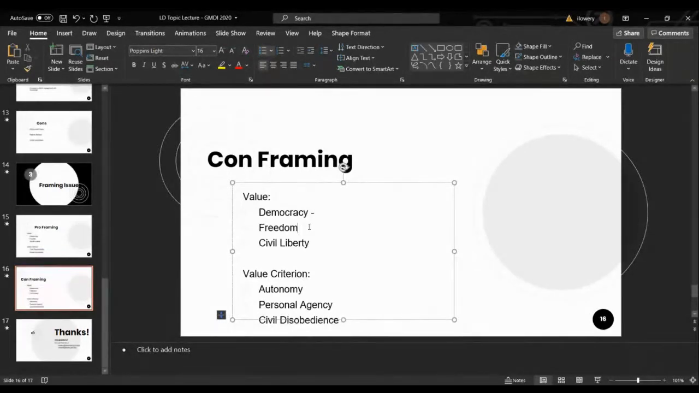Other values that I think work well are freedom and civil liberty, both sort of in the same vein that you should allow people to have their individual right to make the choice of whether or not they want to engage in that process or not. Criterions that I think work well to meet those values would be in the vein of autonomy, basically just allowing people to have self-governance of their own body without interference from the government in any way. Personal agency, for a lot of the same reasons.